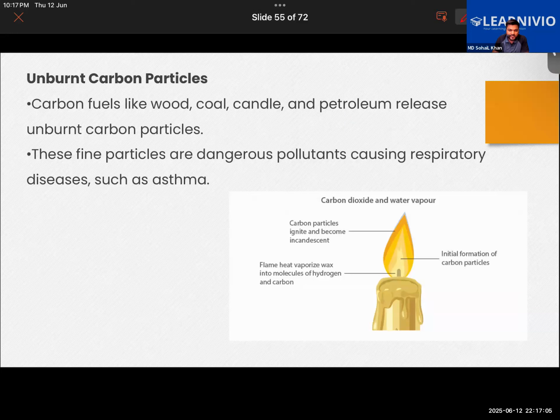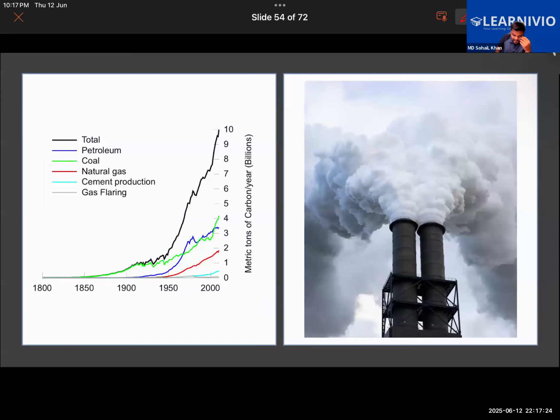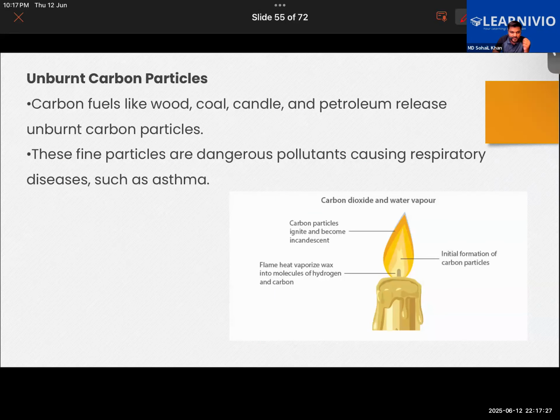So the main culprits here are unburned carbon particles released due to the burning of wood, coal, candle, and petroleum. Other than that, we also learned there are poisonous gases like carbon monoxide, carbon dioxide, and some other gases like methane also. These are bad for the environment. Particularly the unburned carbon particles are very small in size, and they are considered dangerous pollutants, particularly responsible for respiratory diseases like asthma.